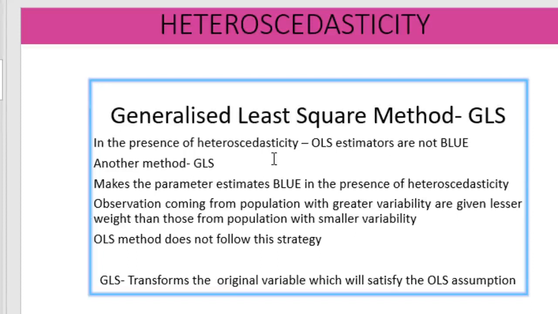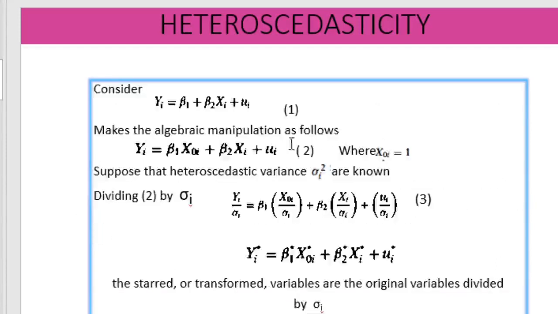Observations coming from the population with greater variability are given lesser weights than those from the population with smaller variance. The technique used here is that those who have higher variance are given lesser weights, and those who have lesser variance are given higher weights. In the OLS method we cannot follow this strategy, and in this GLS method we can use this weighting method in accordance with the variability. That is, in the generalized least square method we transform the original variable so that it satisfies the OLS assumptions. This can be explained as follows.